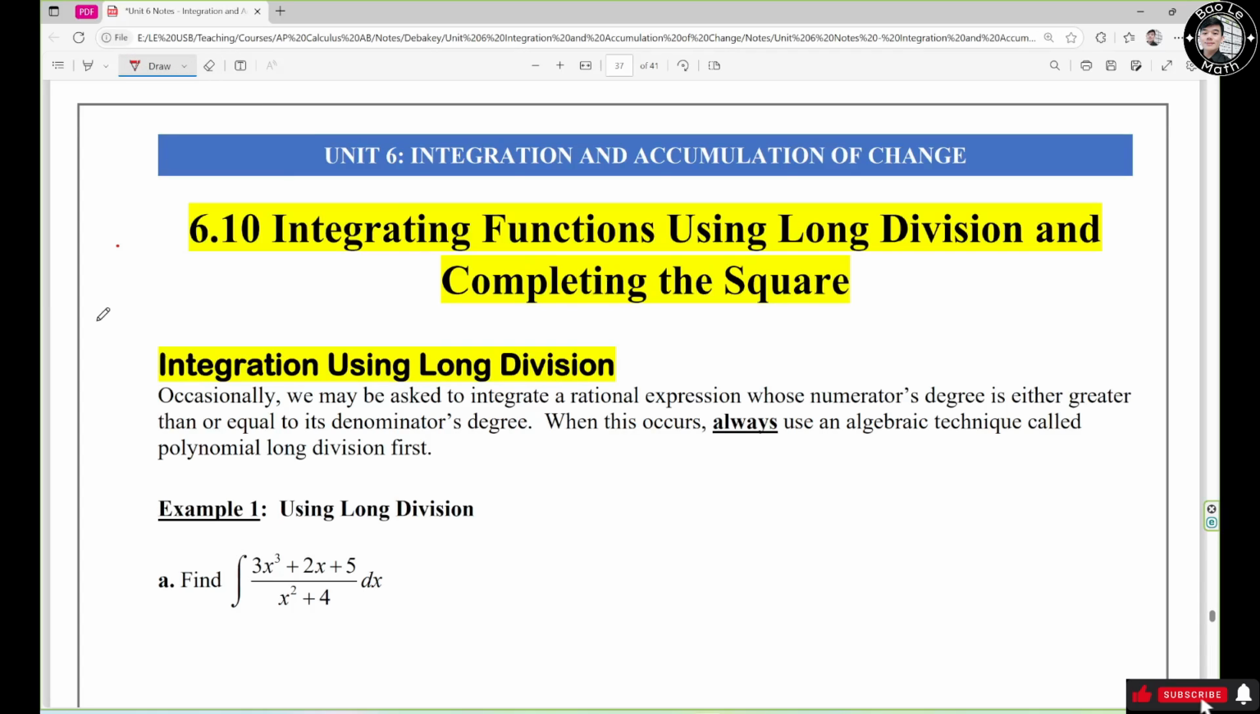Hello everyone, in this video we're going to explore topic 6.10, integrating functions using long division and completing the square. Alright, example number 1, using long division. Question A, find the antiderivative of (3x cubed plus 2x plus 5) divided by (x squared plus 4).